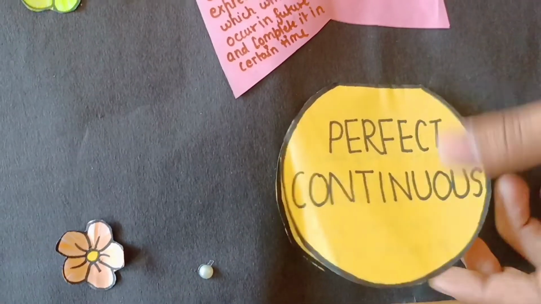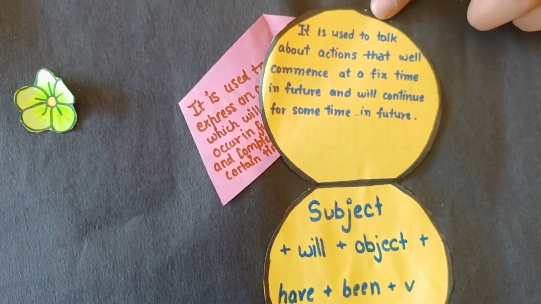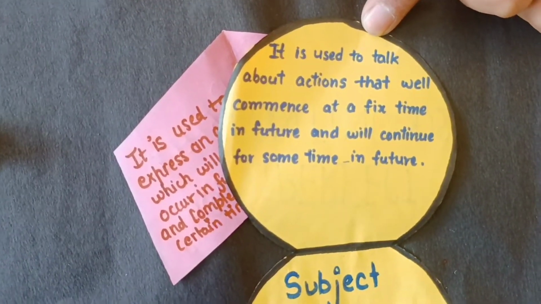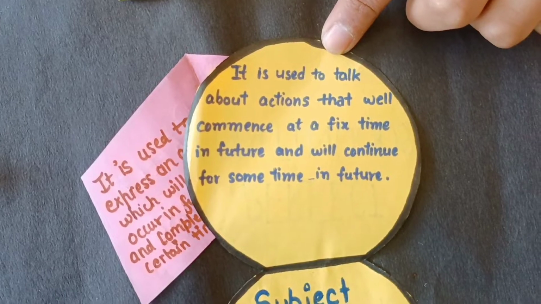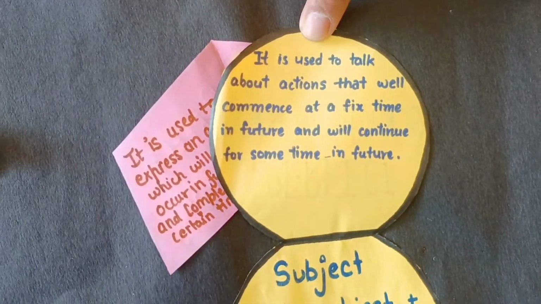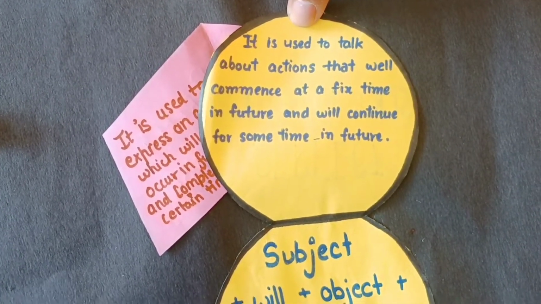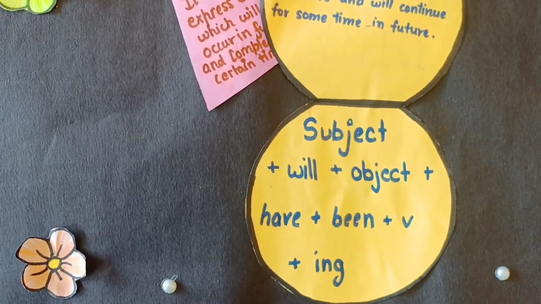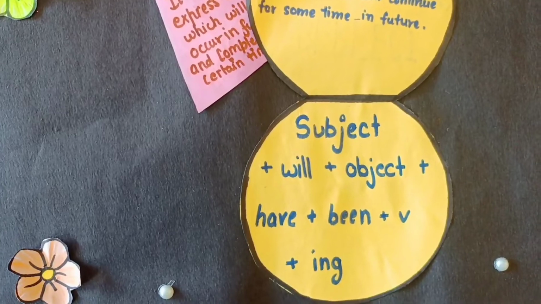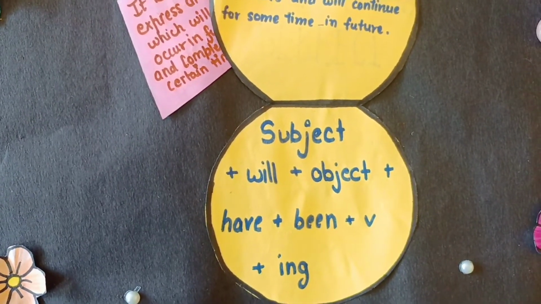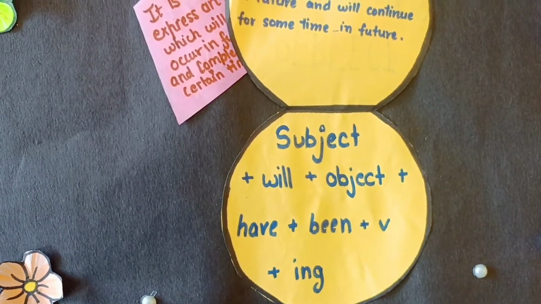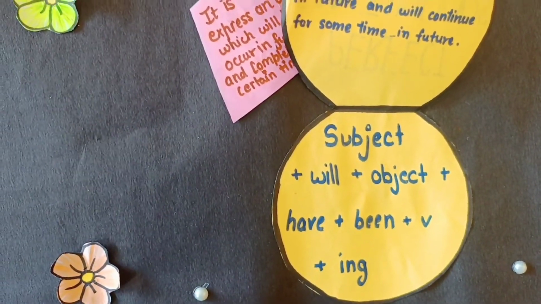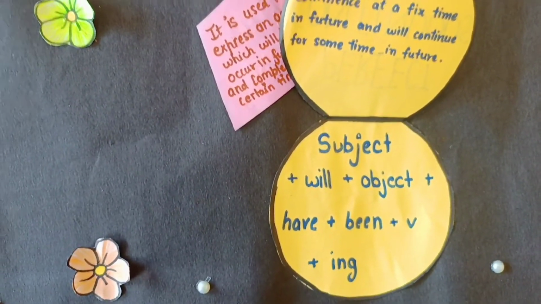Now the turn of the future perfect continuous tense. It is used to talk about an action that will commence at a fixed time in the future and will continue for some time in the future. The formula is subject plus will plus have plus been plus verb plus ing plus object. The example is: she will have been writing a letter.